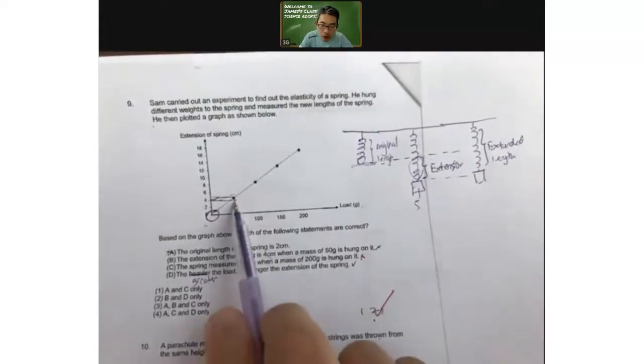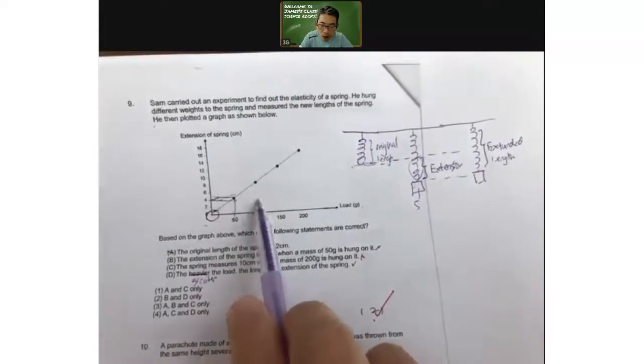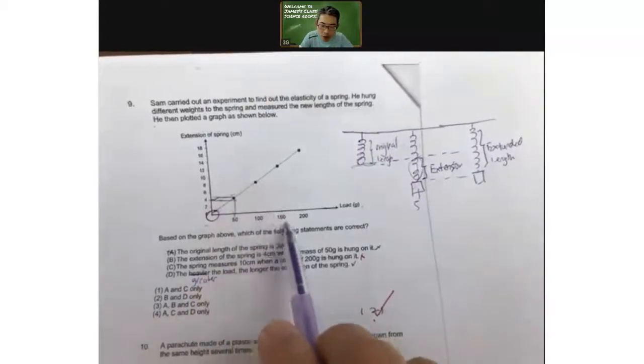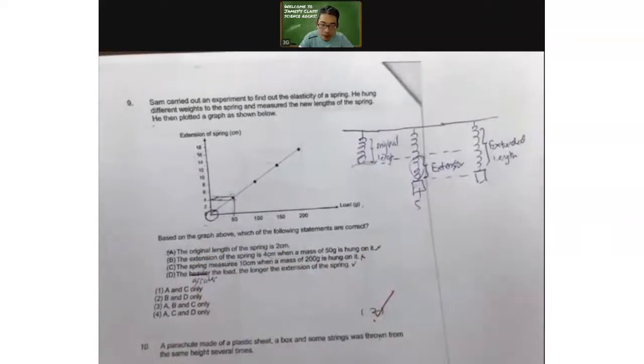Actually, I prefer the word "greater" load, because "heavier" talks about weight. Let's talk about mass here. The greater the load, the longer the extension of the spring. So far it's true, right? More load, greater extension. More load, even greater extension. The more load you put, the more it extends. So B and D are definitely correct.